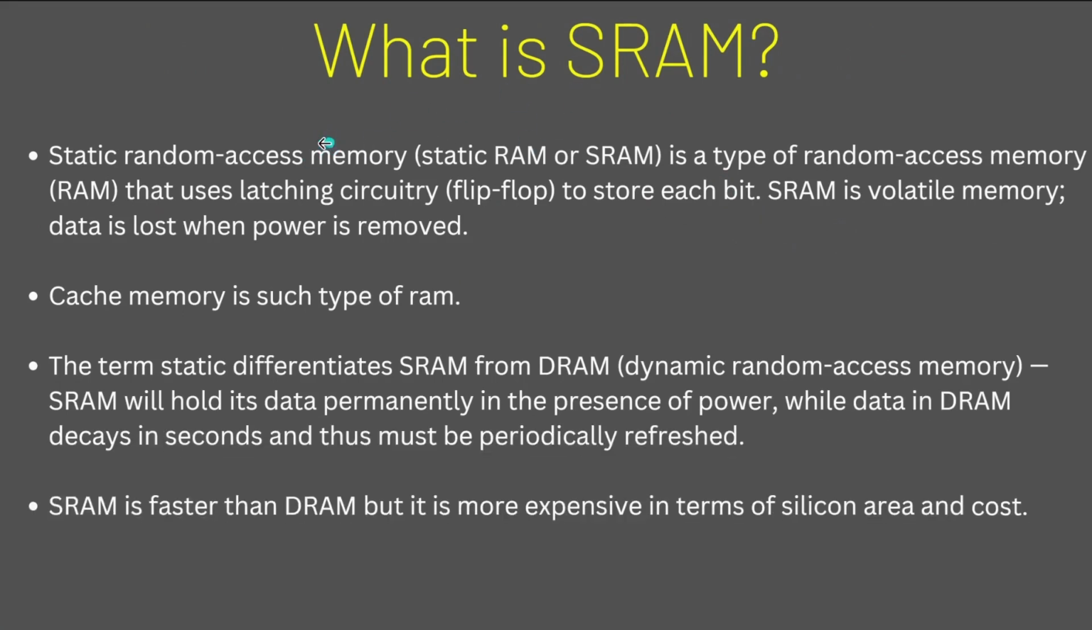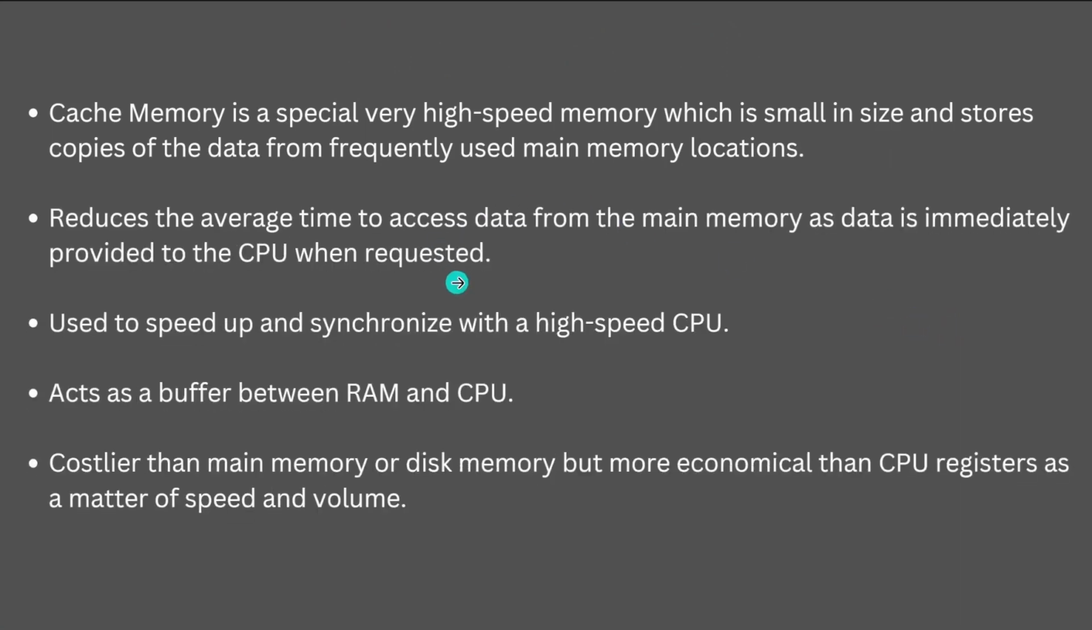So what is static random access memory? It is a type of RAM which is made up of latching circuitry or flip-flops, which individually stores each bit. SRAM is a type of volatile memory, which means the data is lost as soon as the device is switched off. The term SRAM is different from DRAM, which is dynamic random access memory, as DRAM requires refreshment of its memory periodically. SRAM can store the data until the power is cut off. Also, SRAM is much more expensive than DRAM because of the silicon area it uses, which increases the cost. Also, SRAM is much faster than DRAM.